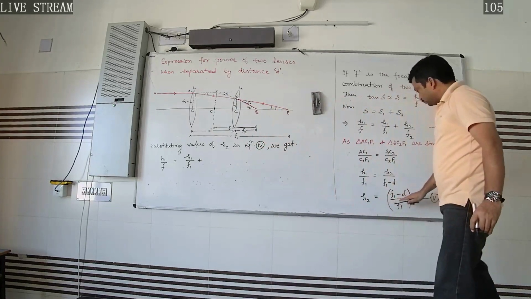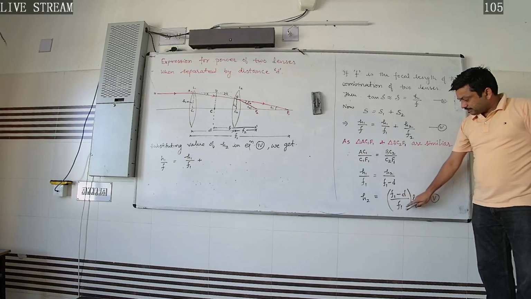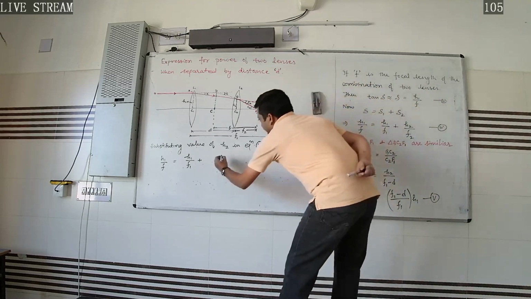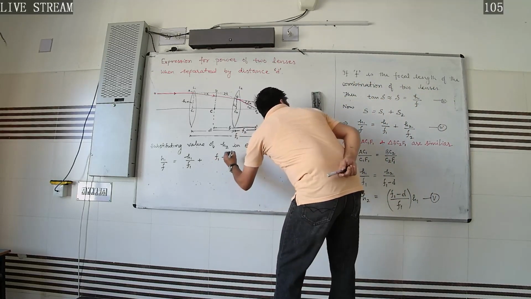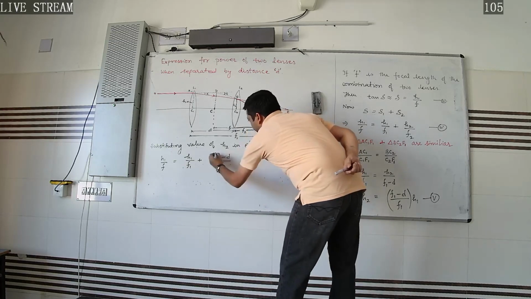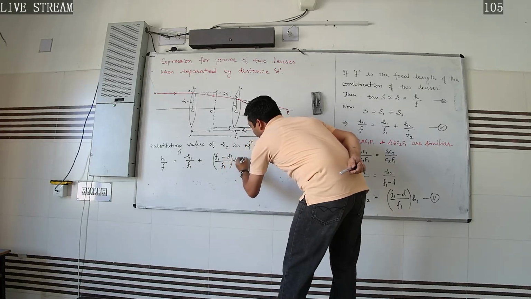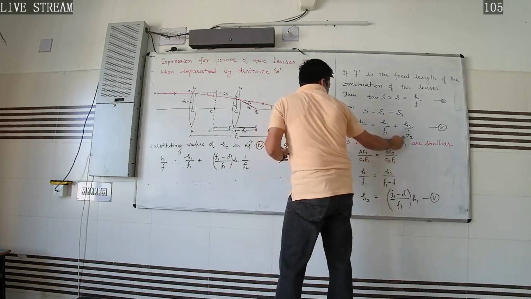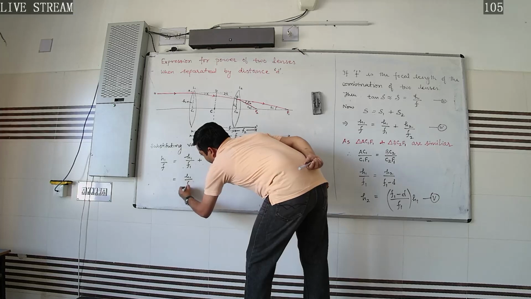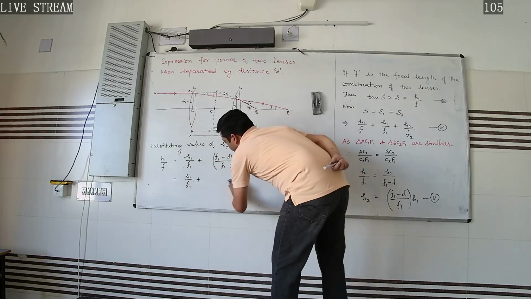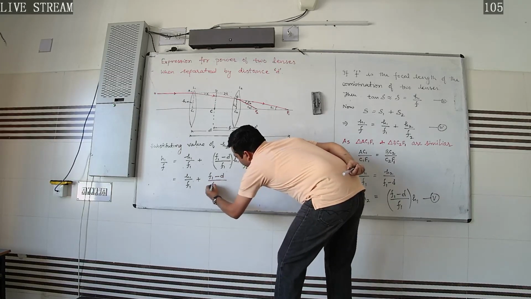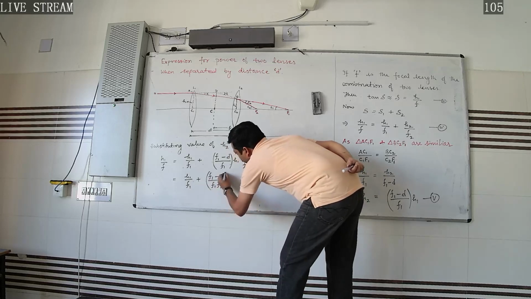So instead of H2, we will write this value, F1 minus D over F1, and this F2 will get multiplied, and H1 will remain ahead. That is, I am writing here the value of this H2, F1 minus D over F1 into H1, multiplied by 1 by F2. So we got the value here, that is H1 over F1 plus, in the next step, F1 minus D over F1 into F2 into H1.